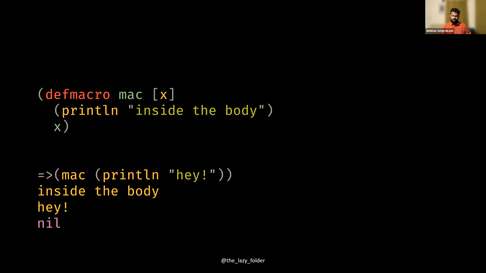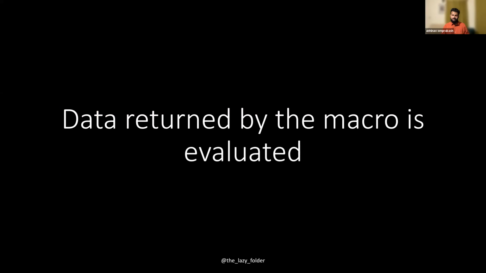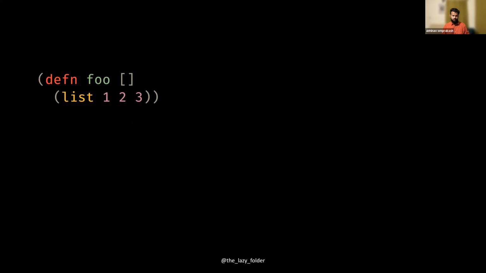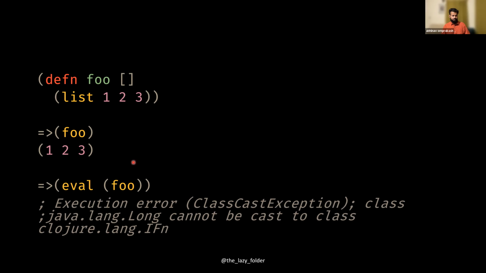The second one is the data returned by the macro is evaluated afterwards. So let's look at this function. This returns a list. When you call foo, it returns a list of 1, 2, 3. Now, if we do this, where we're evaluating foo twice, it returns an error. You'll understand why I've done this in a bit.